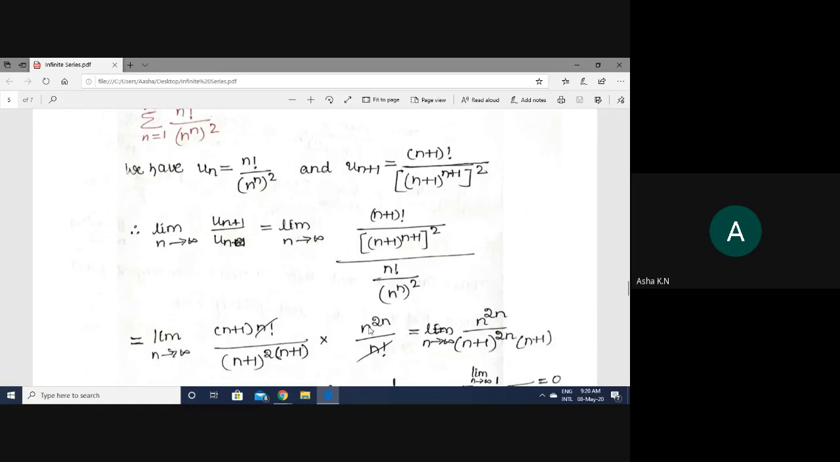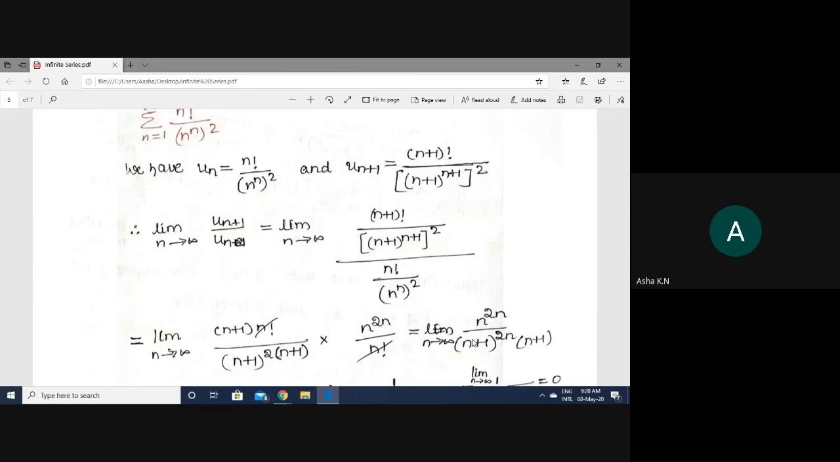This n power 2n I have written as it is, and n plus 1 power 2n I have written as it is. Now if you apply the limit directly, you will get infinity by infinity form. So there are two ways.